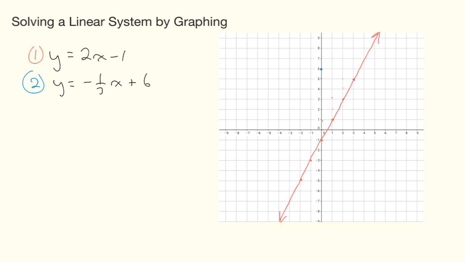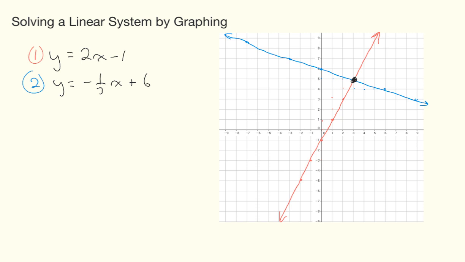a fall of 1 and a run of 3, a fall of 1 and a run of 3. We just repeat that a few times, maybe again in both directions for accuracy, and connect those points smoothly. Now, of course, you would do this with pencil and paper with your ruler so that you get nice accuracy. And here we see that there is a point of intersection, and that is actually our solution, right?